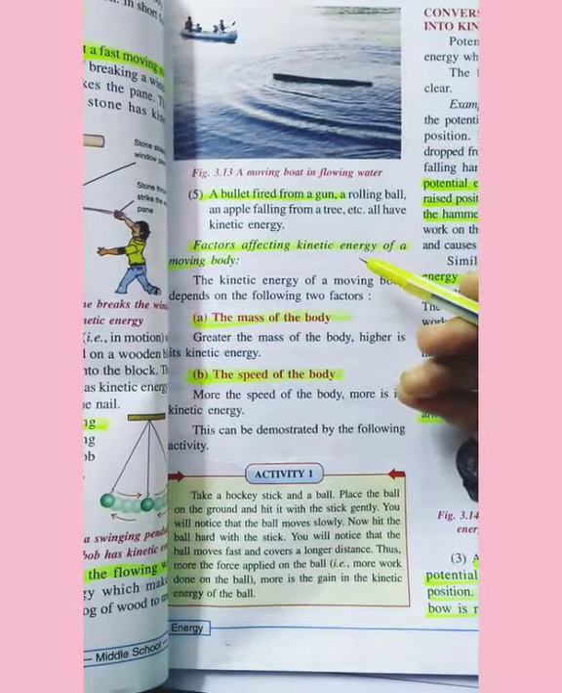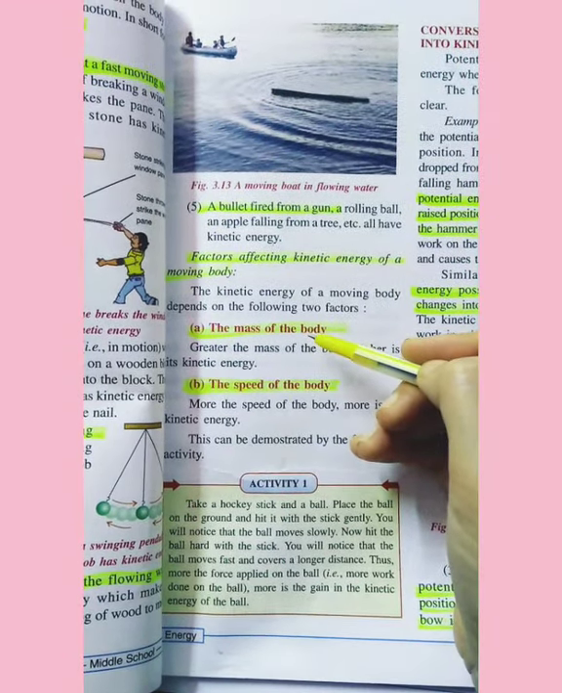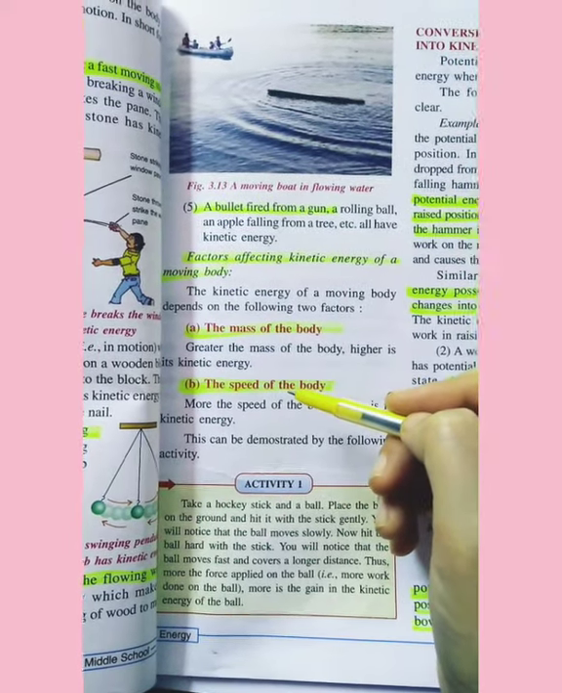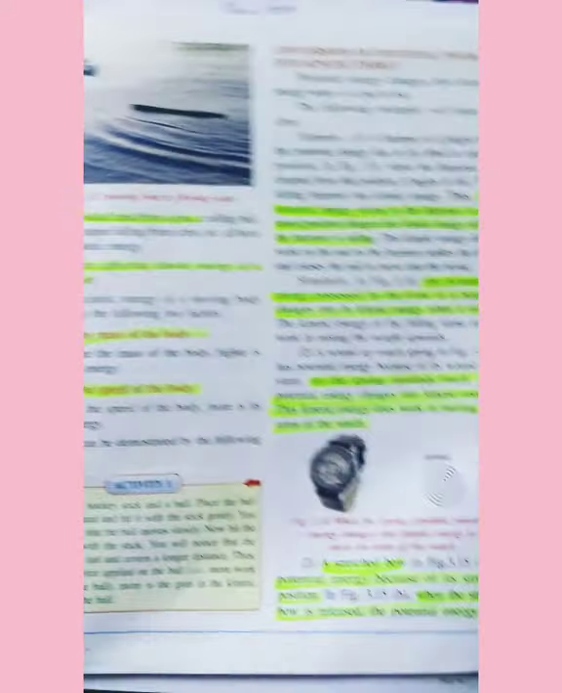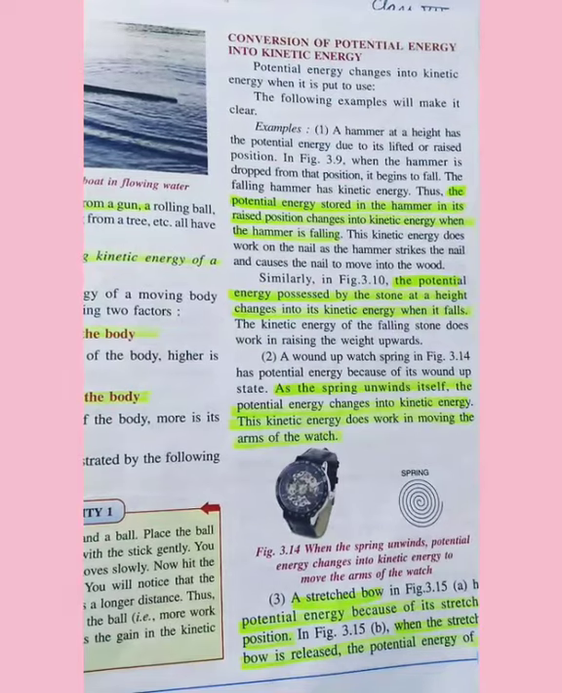And what are the factors that affect kinetic energy? Mass of the body: greater the mass, greater is its kinetic energy. Speed of the body: more the speed, more is kinetic energy. Now there is one more topic, children, that we will cover today. How can you convert this potential energy into kinetic energy?